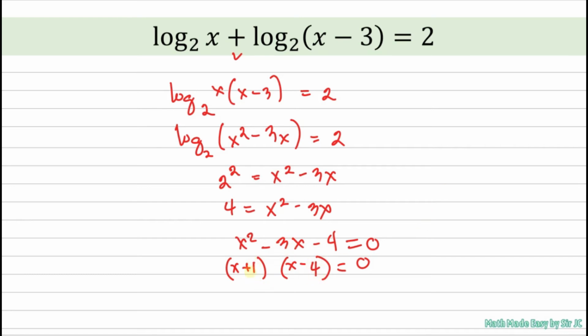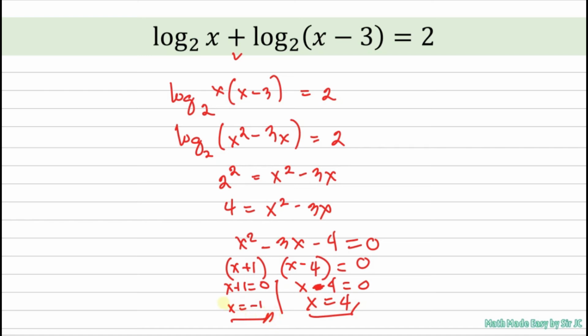Okay, because negative 4 times 1 is negative 4, then negative 4 plus 1 is negative 3. Then solve for x. We have x plus 1 equals 0, so x is equal to negative 1. Then x minus 4 equals 0, so x is equal to positive 4. So there are 2 solutions, but we have to check.